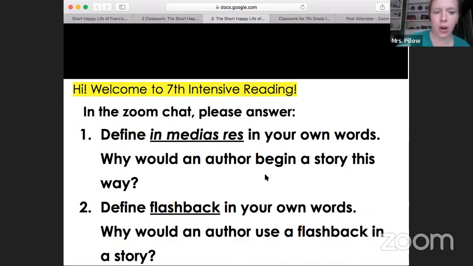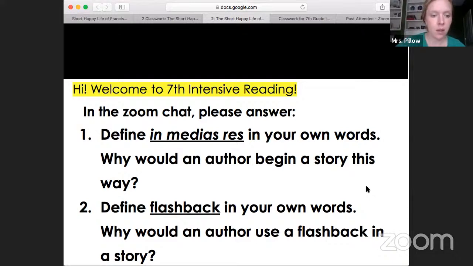You can go ahead and start answering those two questions. Actually, you don't even need to type it. Do you know what in medias res is? Isn't it something to do with the middle of a book or story? Yes, it means in the middle of things. So if the story starts in medias res, it means it starts right in the middle of the action. So why do you think an author might use in medias res in the beginning? Maybe to get readers more excited or hooked on the book.